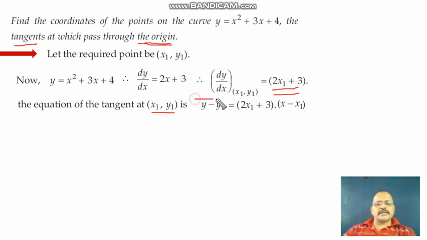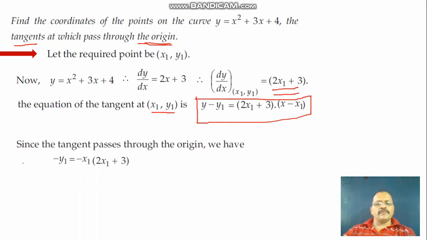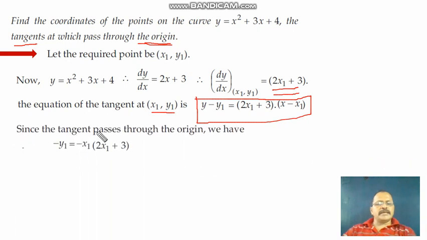Now this is a tangent, and this tangent passes through the origin, and therefore put y equal to 0 and x equal to 0. Since the tangent passes through the origin, we have minus y1 is equal to minus x1 into 2x1 plus 3, and therefore y1 is equal to 2x1 square plus 3x1.